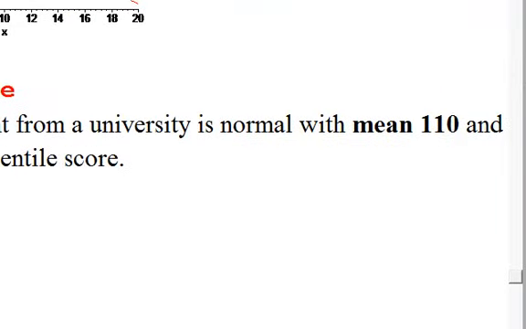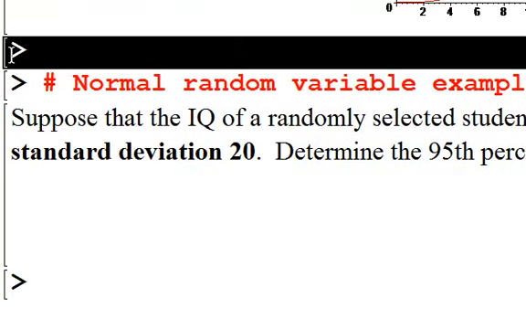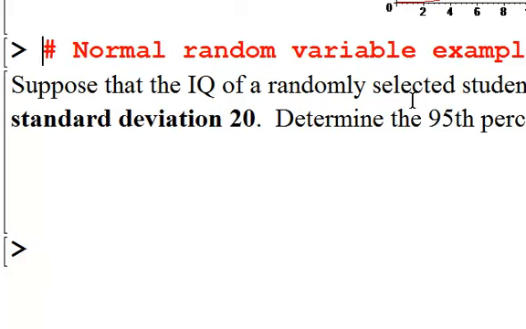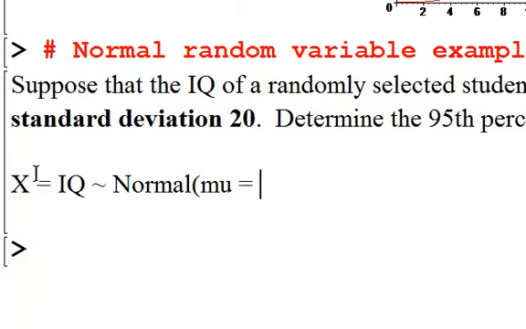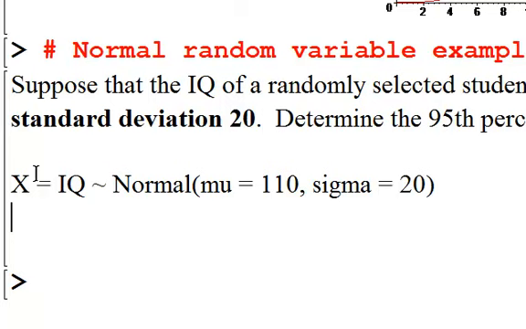One more problem. Okay, another normal random variable. Suppose that the IQ of a student at a certain college is normally distributed, mean 110, so X equals IQ, shape of a normal with a mean of 110 and a sigma of 20. Okay, determine the 95th percentile. So I want the IQ that leaves 95%.